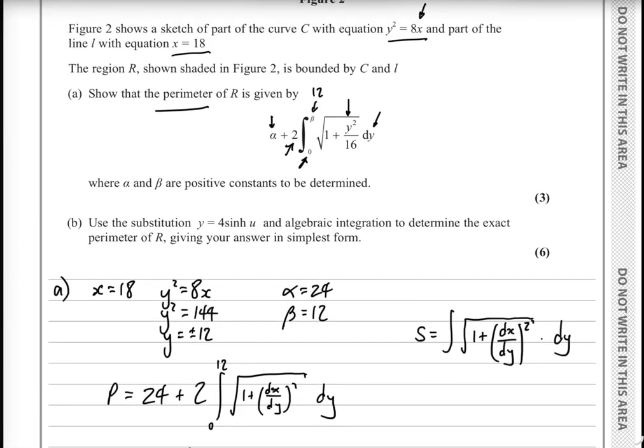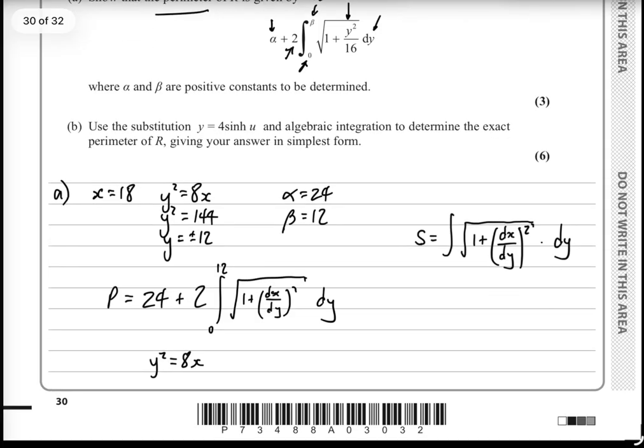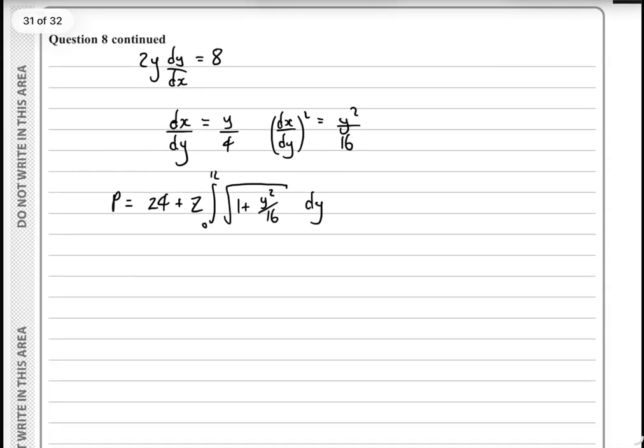Part B. Use the substitution y equals 4 sin u and algebraic integration to determine the exact perimeter of R. Y equals 4 sin u.